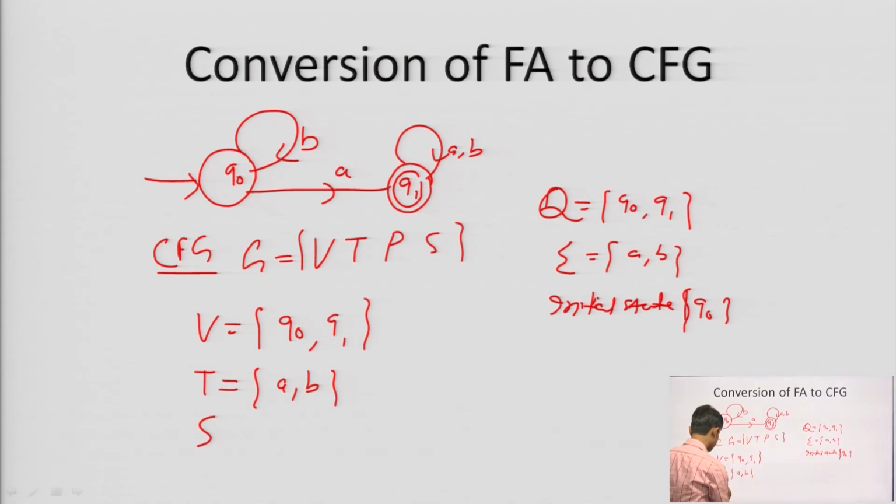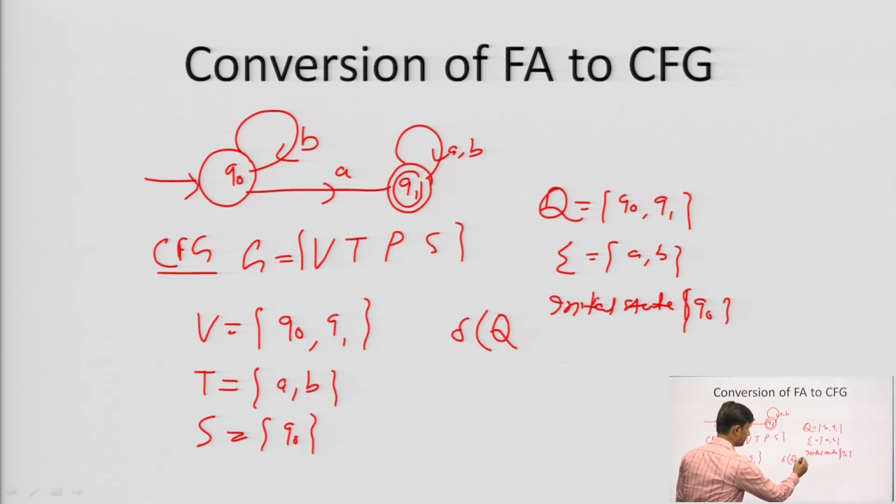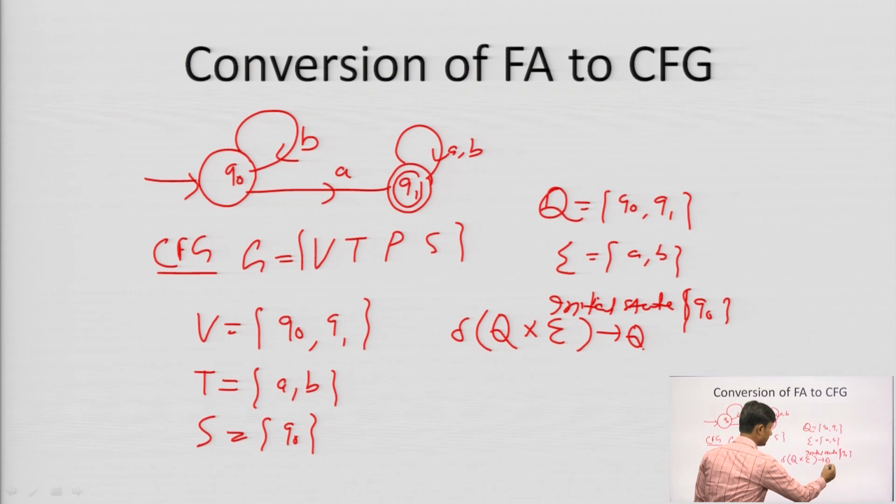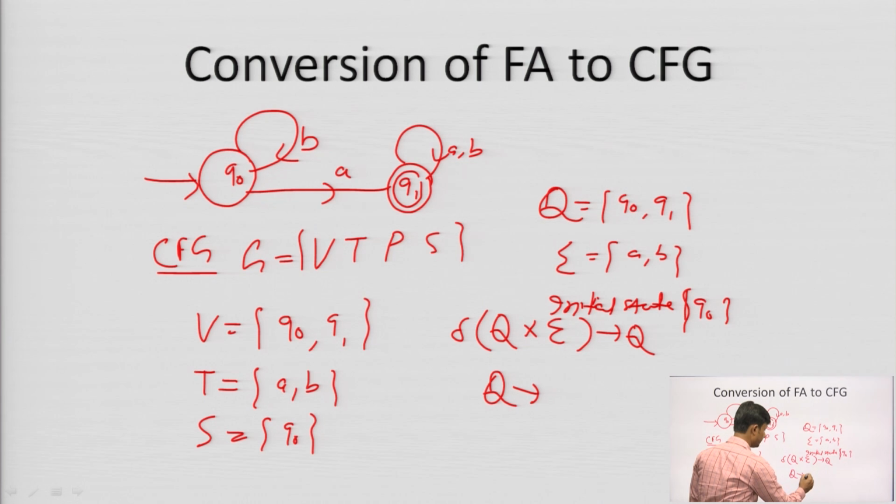So, S is Q0, Q0 is the initial state. Now we have already taken our V, T, S, only the production remains. In the last slide we discussed that if a transition function is like this: capital Q, then input alphabet, then goes to Q, then there is a production Q to input alphabet Q, and Q to input alphabet capital Q.